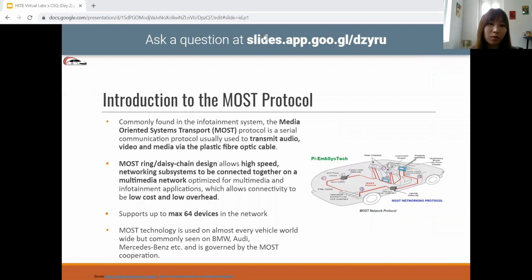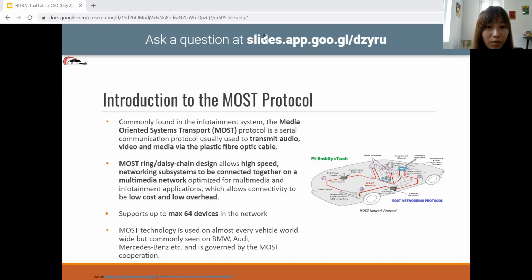Right. Okay, so moving on, we move on to the MOST protocol. In short, MOST means Media Oriented Systems Transport protocol. It can usually be found in the infotainment system, used to transmit audio, video, and media via plastic fiber optic cable. The MOST topology actually features a ring chain design. Usually you see daisy chain as well, but the most common one is ring. And it allows high-speed networking subsystems to be connected together in a multimedia network used for multimedia and infotainment applications.